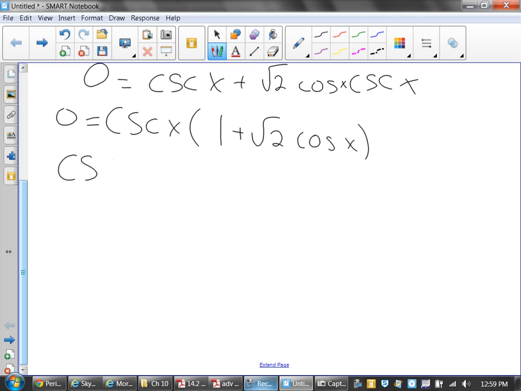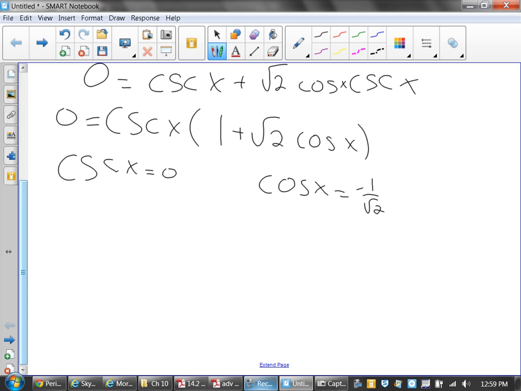So I have cosecant of x equals 0. And I'm going to write it as cosine of x equals -1 over root 2. Is everybody okay with me simplifying it quickly like that? I've done that a bunch of times with other problems. I'm hoping it's still not a big deal.